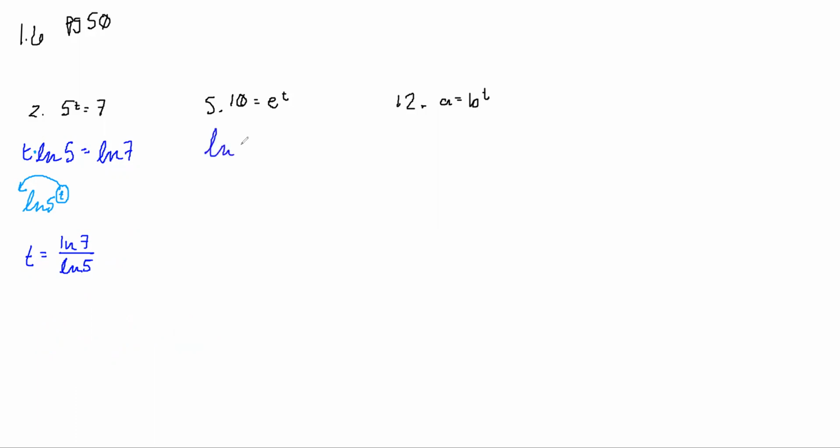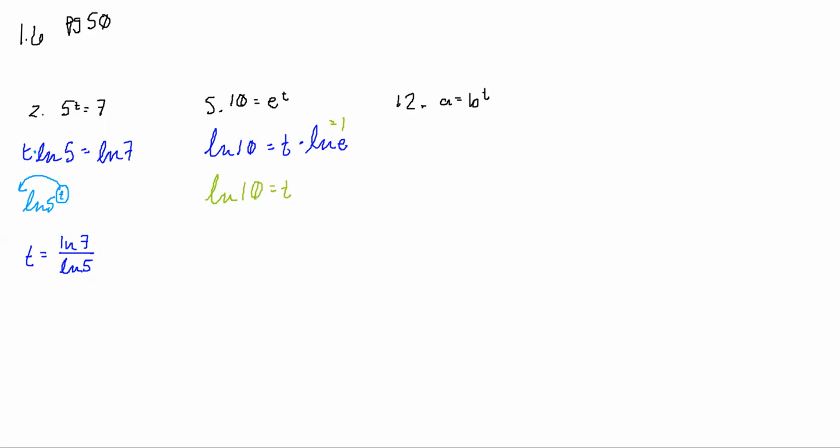Here, we do the same thing. What's up with this one? What's going to make this a little bit different from number 2? Isn't the natural log of e always 1? Yep. So if that is equal to 1, what we're going to end up with is the natural log of 10 is equal to t times 1, which is t.